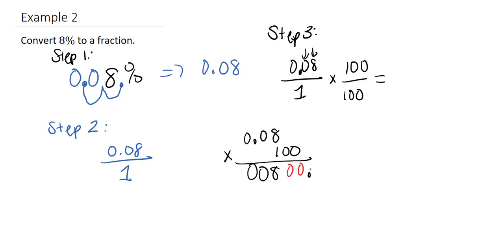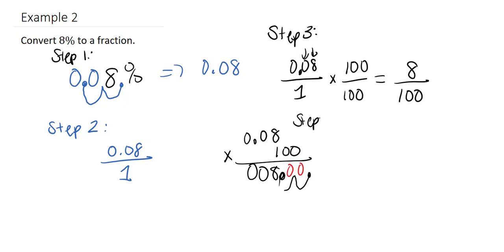Now we need to move the decimal to the left twice. So we go 1, 2, and we stop right there. So now we have just 8. So when we go 0.08 times 100, it's really just 8. Then 1 times 100 is 100. Next, we're going to go ahead and divide the top and the bottom by 2. Because they're both even, so we need to reduce our fraction.